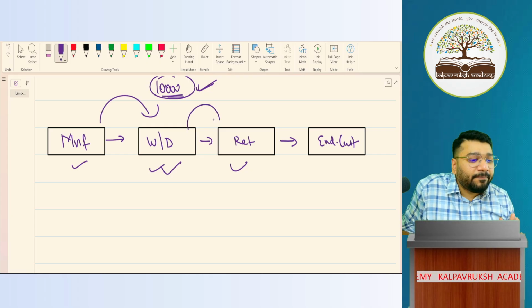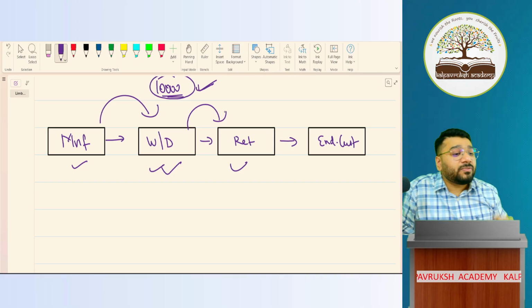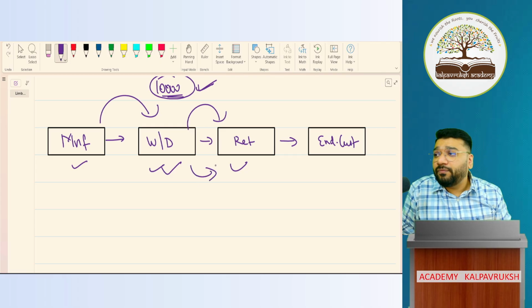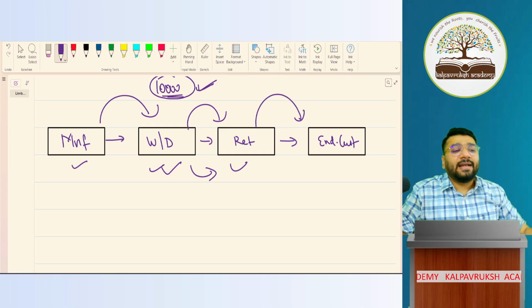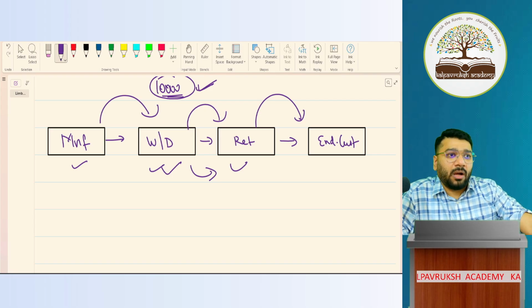Likewise, the wholesaler will sell normal quantities or bulk quantity to retailers. So when bulk quantity comes only, then trade discount will come into the picture. Got it, not got it? My question to all of you: when the retailer is selling to the end customer, will the concept of trade discount come or not come? Chiranjeevi says no. Okay.